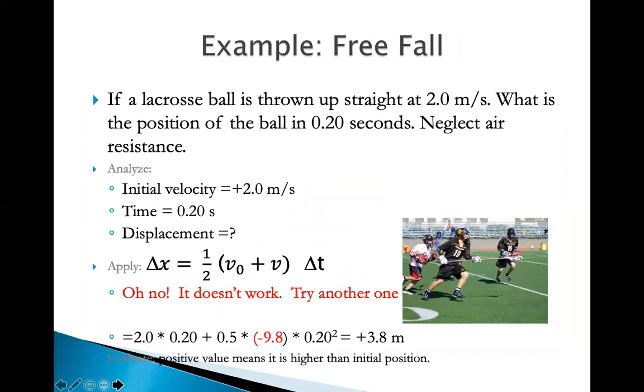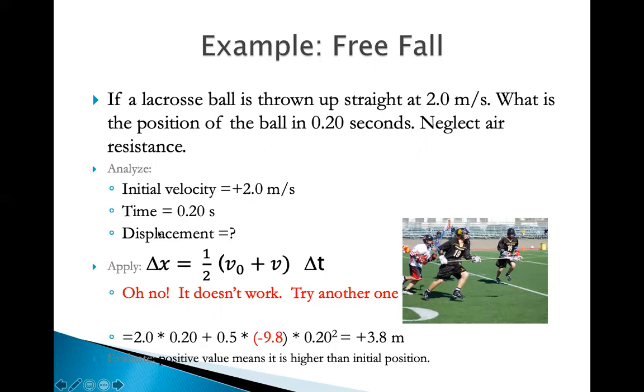Let's look at another example. If a lacrosse ball is thrown directly up at 2 meters per second, what's the position of the ball in 0.2 seconds? Neglect air resistance and wind, I say. First, we analyze this. Read, and read. Meters per second represent velocity. After reading it 3 times, I call it initial velocity. Okay, the duration of the time is 0.2 seconds. Well, seconds can only be time. Then we try to figure out what's the position.